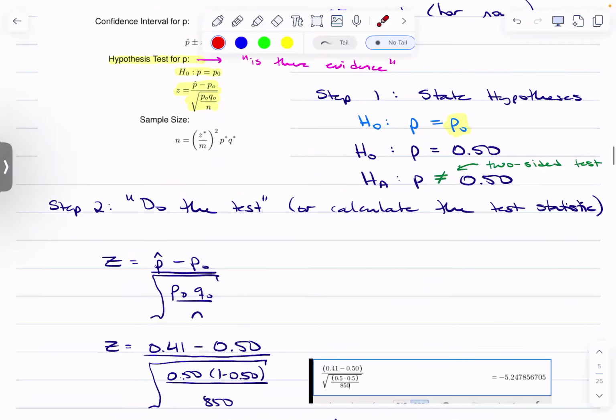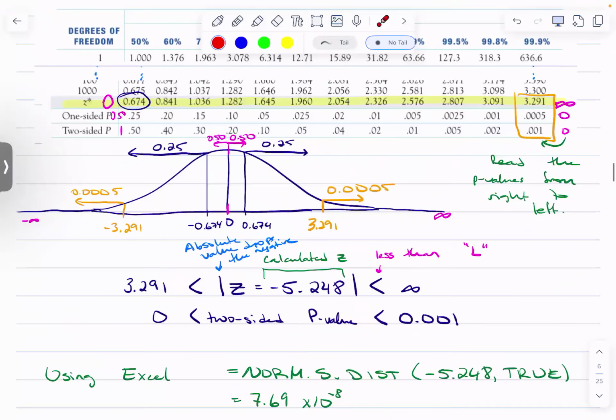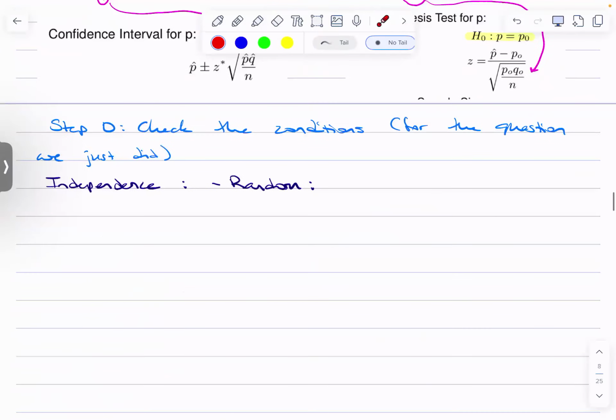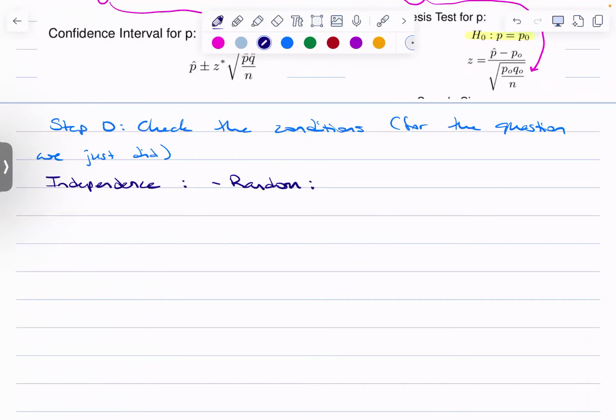850 is also less than 10%, or it's reasonable to assume that it's less than 10% of all American Facebook users. We assume the sample was randomly selected. You're allowed to say that.